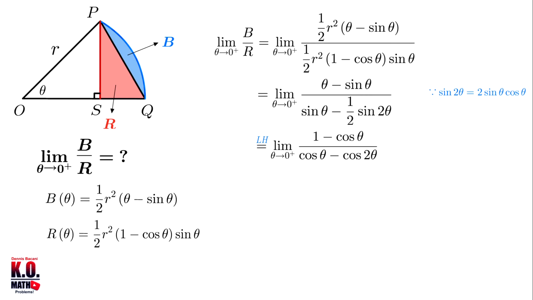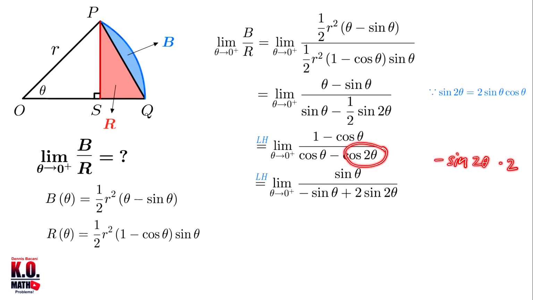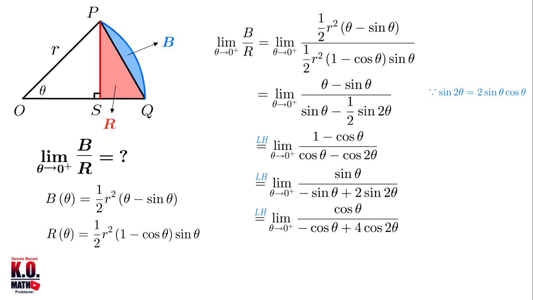So again, it is an indeterminate form. And applying L'Hopital's rule again, we'll get here limit as theta approaches 0 from the right of sine theta over negative sine theta. And the derivative of this is equal to negative sine 2 theta and then times 2. So we'll get the negative of this one, which is equal to plus 2 sine 2 theta. Now, what are the limits of the numerator and denominator? So the limit of the numerator is 0. Limit of the denominator is again equal to 0. Again, an indeterminate form. So let's try to perform L'Hopital's rule again, and we'll get here limit as theta approaches 0 from the right of cosine theta over negative cosine theta.